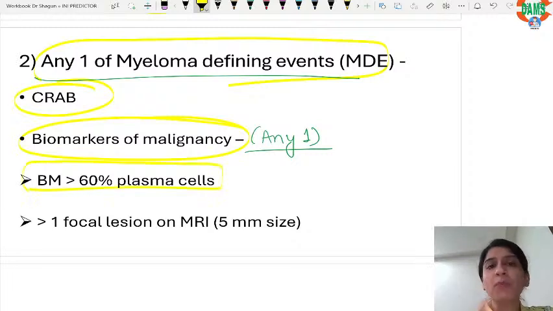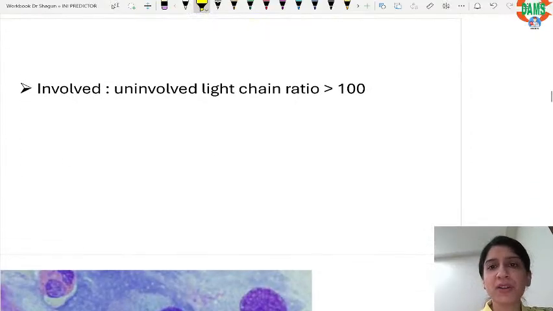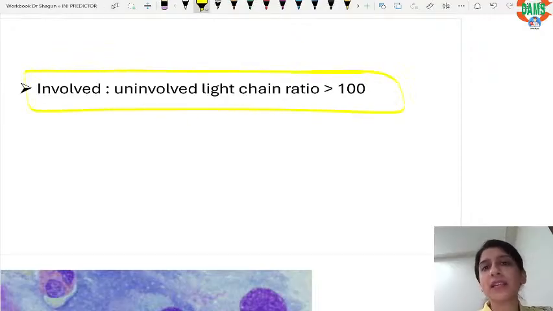Number one, bone marrow showing more than 60% of plasma cells. Number two biomarker, more than one focal lesion on MRI of 5 millimeter size. And number three, involved to uninvolved light chain ratio more than 100. Now, इसका क्या मतलब है? What do you mean by this?